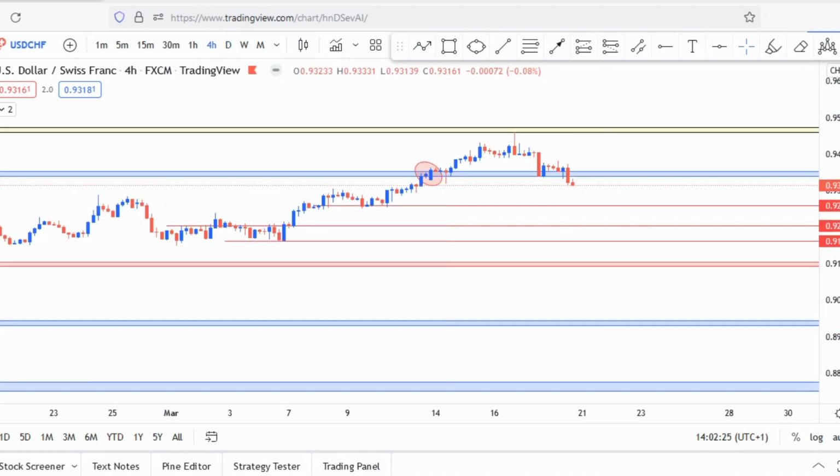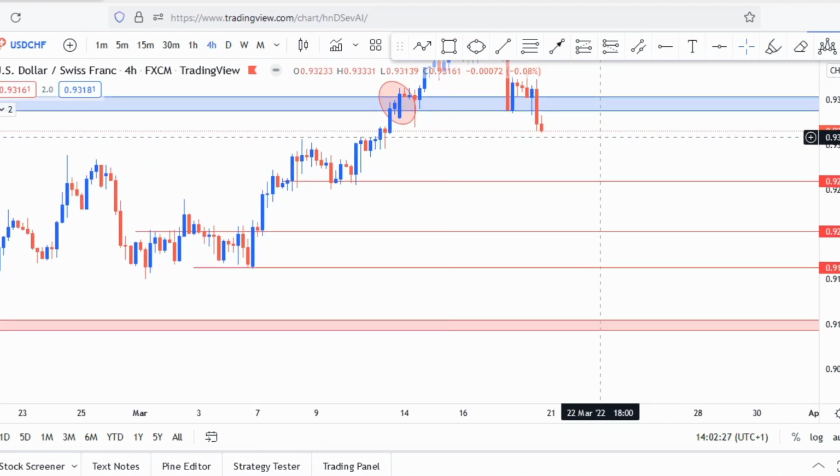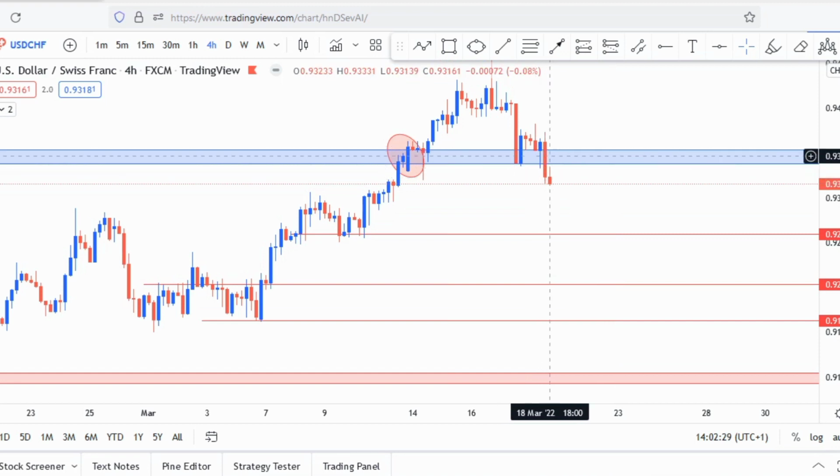Now on the 4-hour time frame, where I normally take my entry, again we can see that price has broken off that level, and we can enter our sell trades here and just put in your stop loss just above this level here.